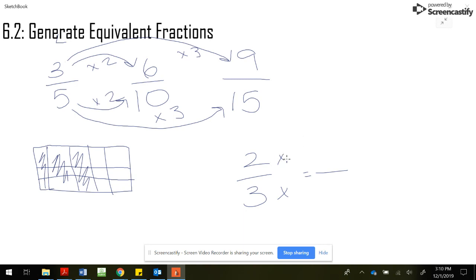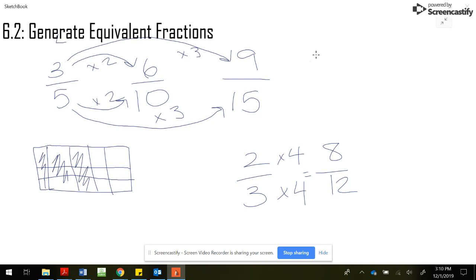So I could do 2, 3, 4, 5, 6, 7, 8, 9, 10. Some kids will do 50 or 100, depending on how comfortable they are. I'm going to do 4. I know my basic facts for 4. So 2 times 4 is 8. 3 times 4 is 12. That's one equivalent fraction. A lot of times they'll ask us for 2 equivalent fractions.